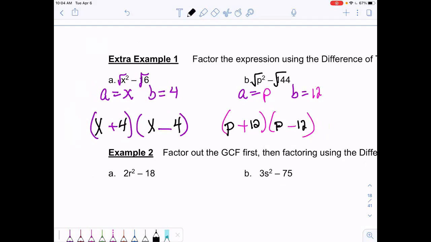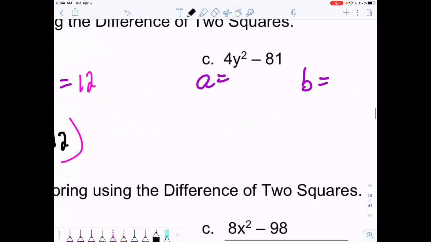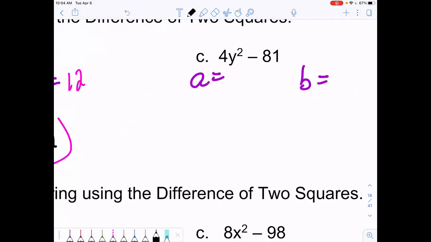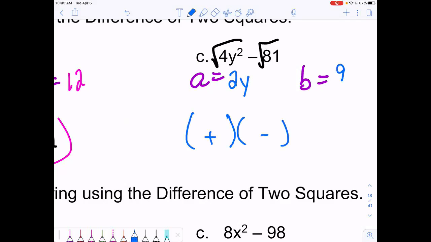All right, the third one. This one's a little trickier. Emma, we have the square root of 4y squared. So what would this square root of 4y squared become? Close. What's the square root of 4? What times what makes 2? There we go. So 2y, and the square root of 81 is 9. So plus and then minus. Excellent. Good.